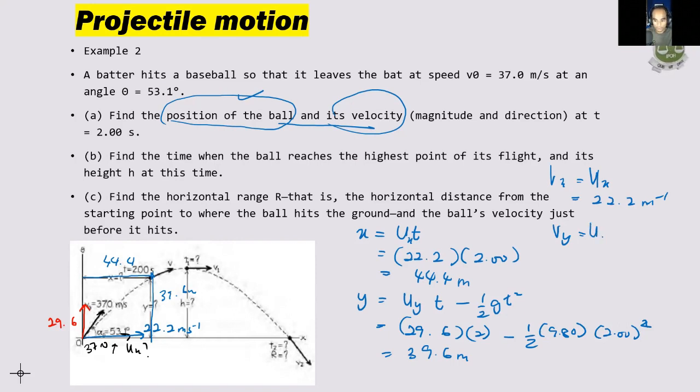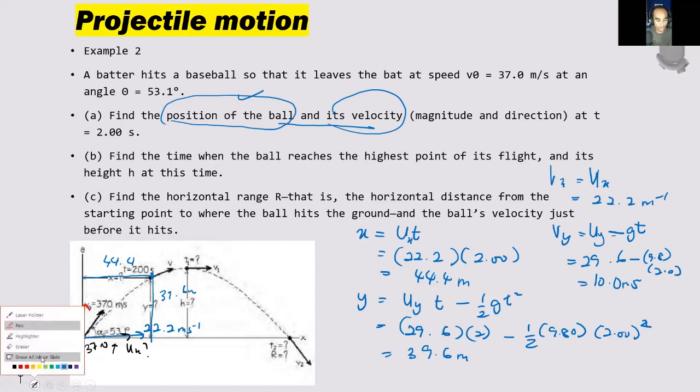So vy is equal to uy minus gt. So this one will be 29.6 minus 9.8 times 2.00, and this is 10 meter per second. So in the y, it was moving with 10 meter per second velocity, and x is 22.2 meter per second.